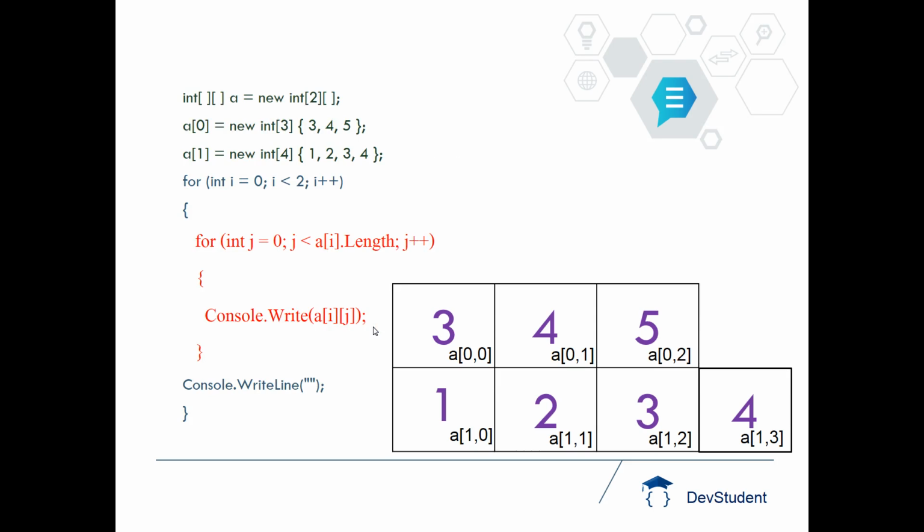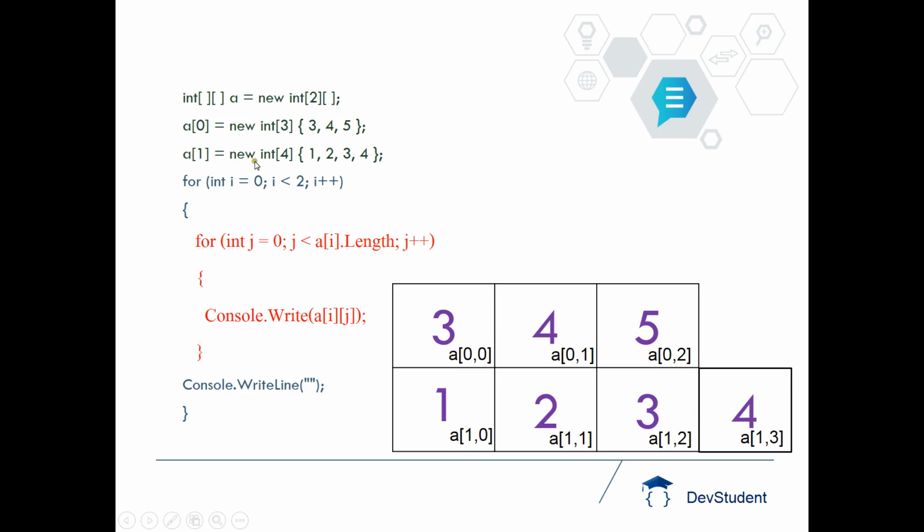Initially we have to create the array: int square brackets open close space a equal to new int of 2, and the number of columns is not mentioned, because we want to create an array named a with data type int with 2 rows and dynamic columns. In the second line you can see a of 0 means the first row, the 0th row. In that you can again create one more array: a of 0 equal to new int of 3. I want 3 elements inside the first row, so I can directly mention 3, 4, 5 in the curly braces, so that 3, 4, 5 will occupy the first 3 places inside the first row.